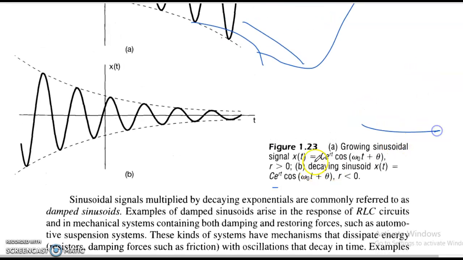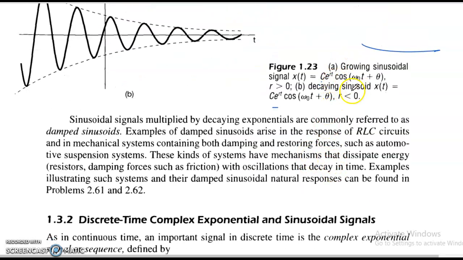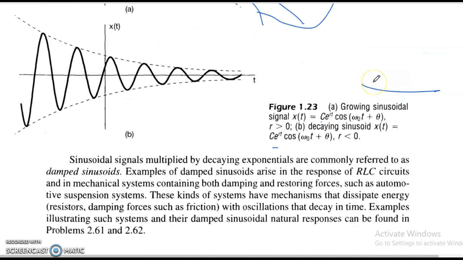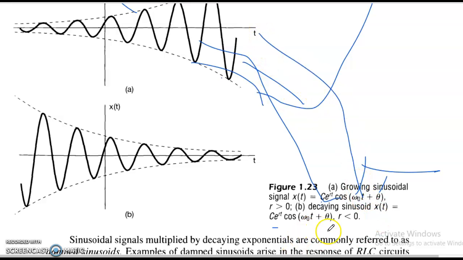So, the growing sinusoidal signal is x of t equal to c e power rt cos of omega naught t plus theta, where omega naught is the angular frequency and theta the phase. Here r is greater than 0. When r is less than 0, it is different.